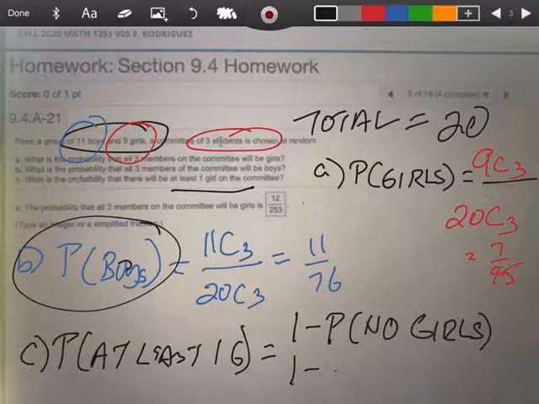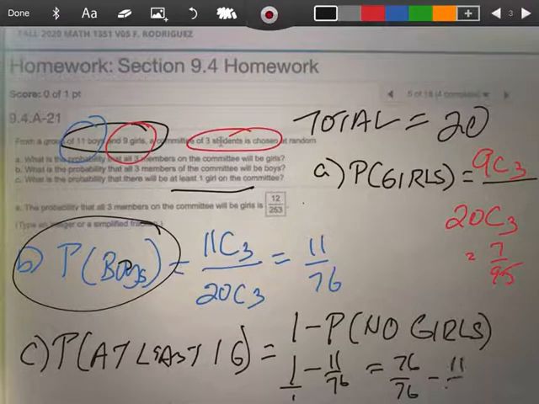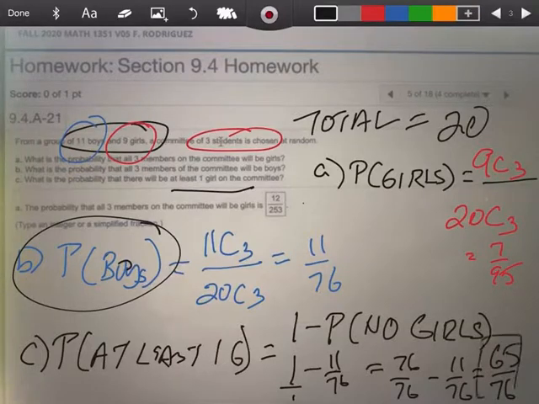So I can go 1 minus 11 over 76. I'm going to think of that 1 there as 1 over 1. Okay, so my common denominator would be 76, right? Because that's the only denominator I really got. And so my denominator is still 76, but my numerator, 76 minus 11, should be a total of 65.